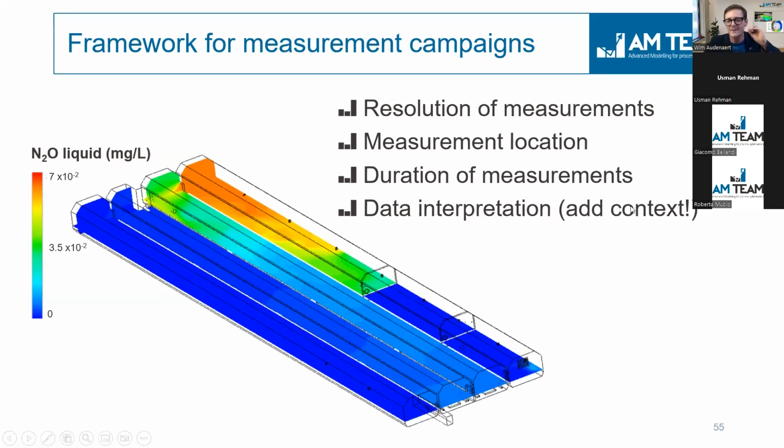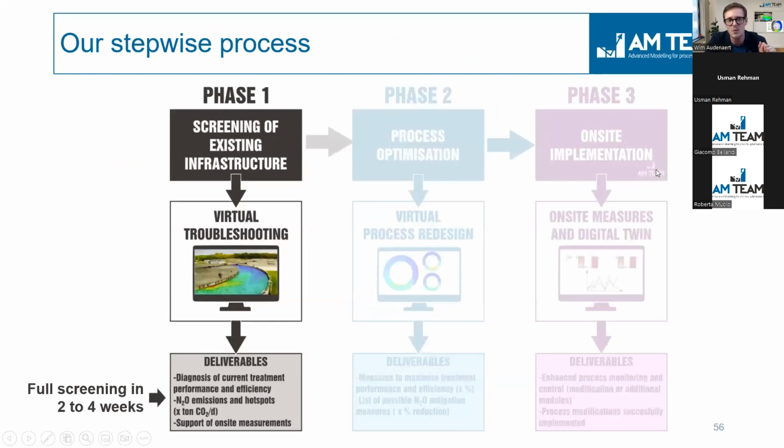And then, of course, we add context to data. For example, if you try to correlate a nitrate measurement to an N2O measurement, but this nitrate sensor is located 20 meters or 50 meters downstream or upstream, you have to have some context there to make sense out of it. So this is what we do in phase 1.